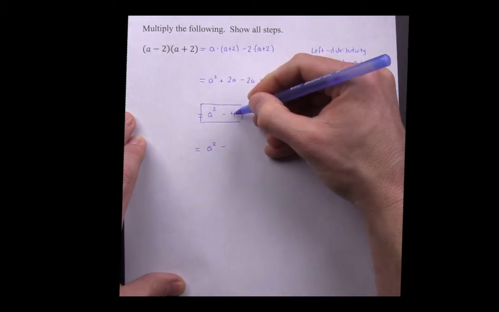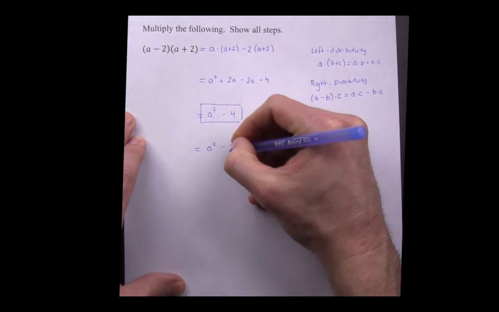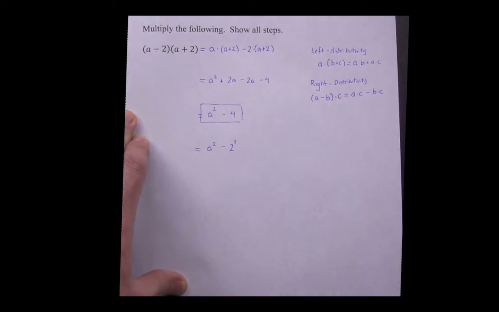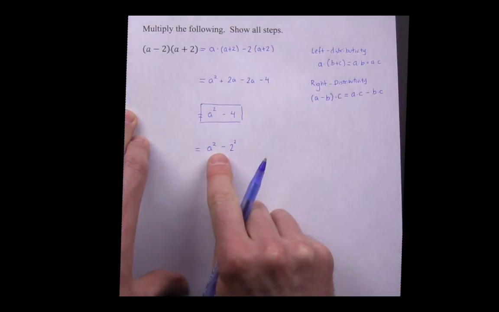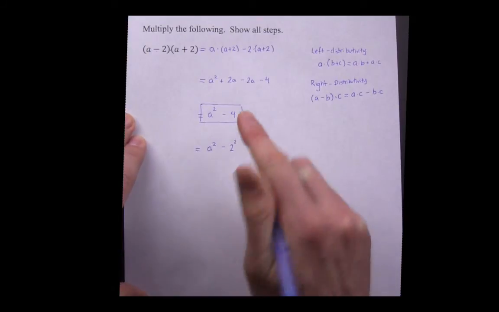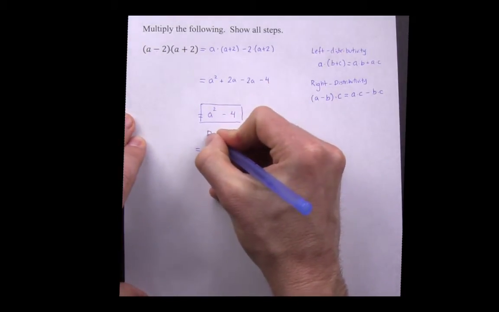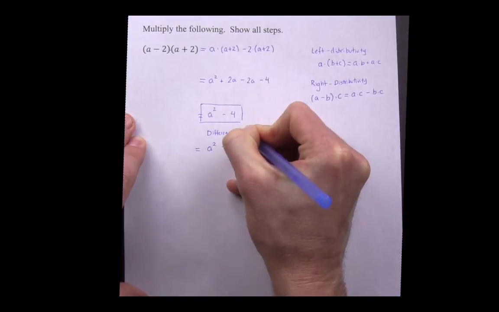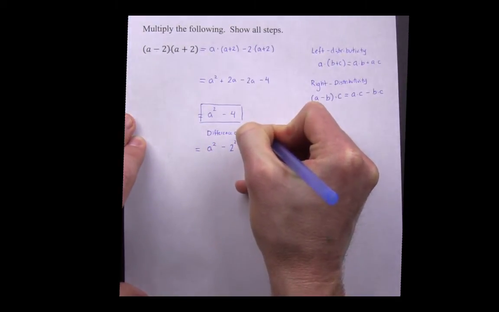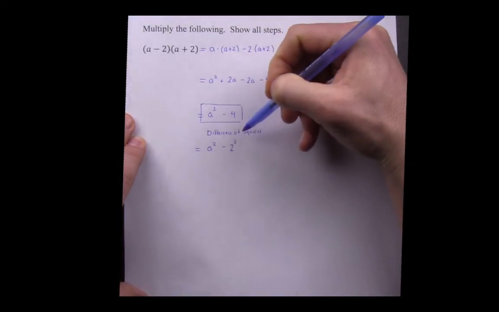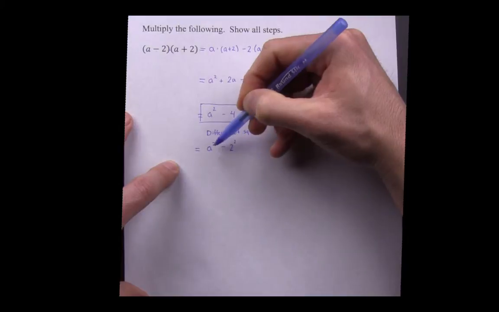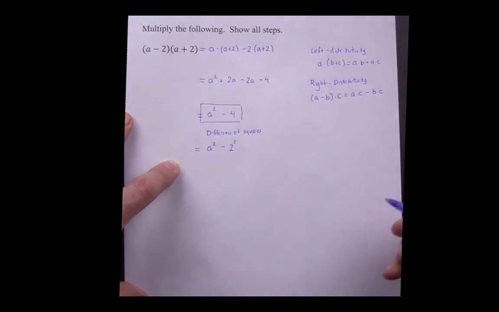One of the things that we'll notice about 4 is that it is a perfect square. In particular, 4 is equal to 2 squared. Here we have a squared minus 2 squared. We call this a difference of squares. This is a difference of squares because we're literally taking the difference, we're subtracting one square from another.